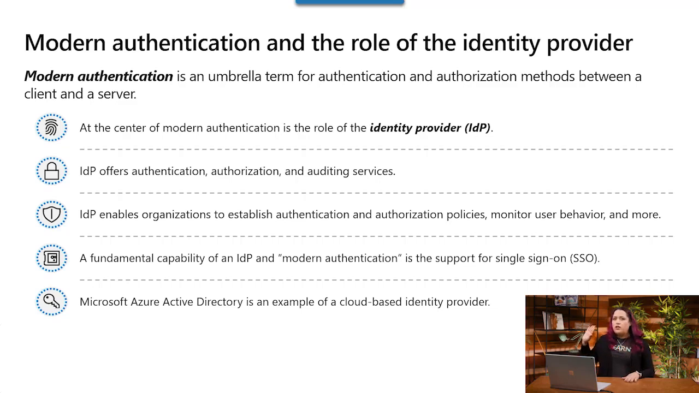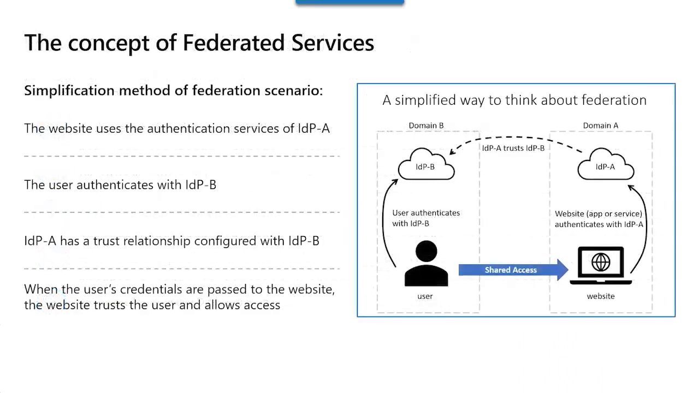Later on today, we're going to be looking at Azure Active Directory, which is an example of a cloud-based identity provider. Now, another benefit of modern authentication is that you can create one credential that can be used for a number of applications and resources. This is what we call single sign-on. When you set up single sign-on between multiple identity providers, it's called a federation.